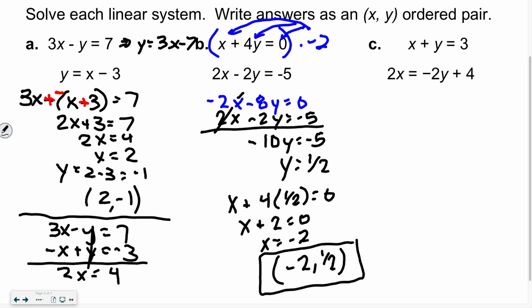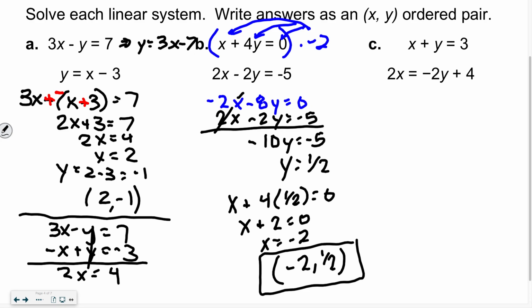Okay. And you could also solve that one pretty easily by substitution. If you wanted to solve this one by substitution, I would solve the first equation for x. So subtract the 4y, and then everywhere I saw x, put in a negative 4y.